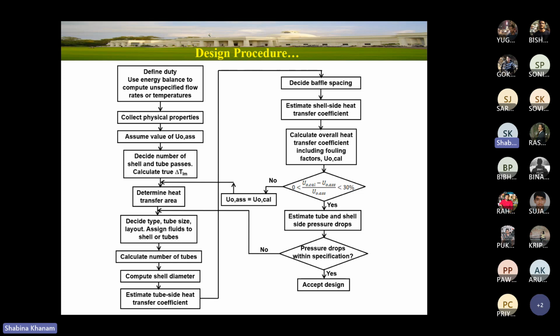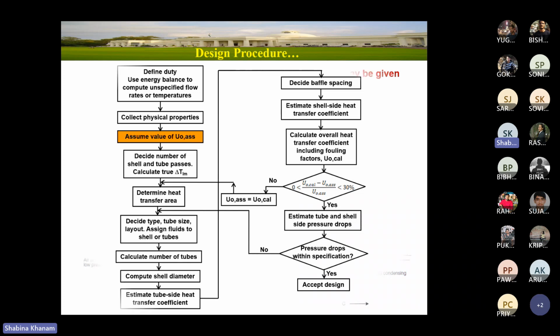So next is to find out the heat transfer area. Okay, so to find out heat transfer area, equation is Q is equal to U A delta T mean. So we need to find out U, we need to find out delta T mean. Okay, so next step is to find out U value, and as U value depends on many other parameters, initially we will assume some value of U naught, which we have denoted with U naught assumed, right?